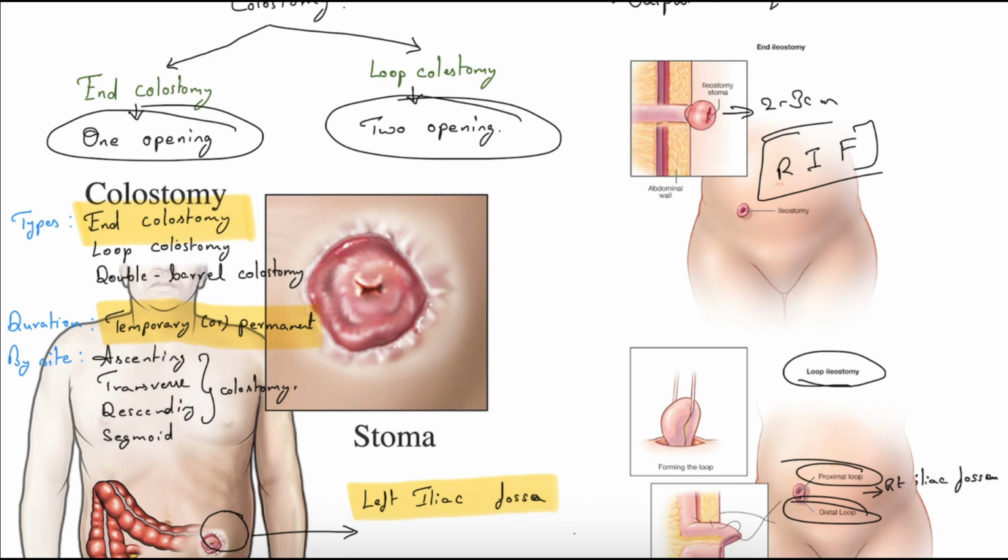First of all, here you can see end colostomy, the most common permanent stoma. An example is the Hartmann procedure, which is very important from an exam point of view. If anyone is doing a Hartmann procedure, they are going to do an end colostomy. Next, loop colostomy is a temporary diversion, usually in the transverse colon. And next, double barrel colostomy, where the proximal and distal ends are exteriorized separately.